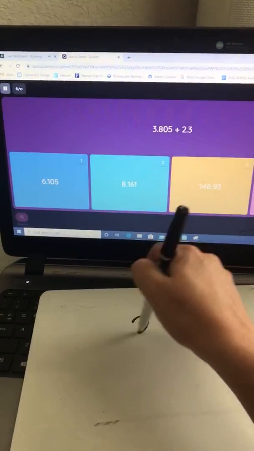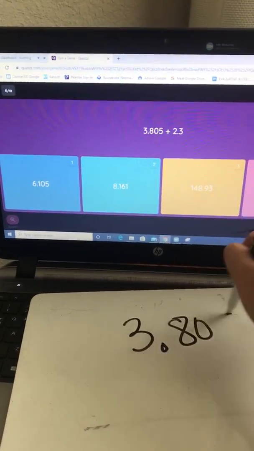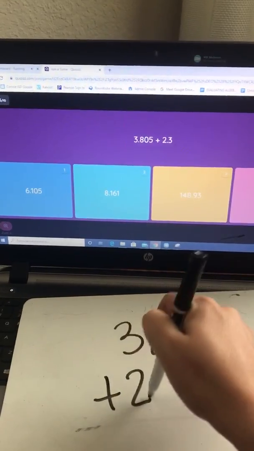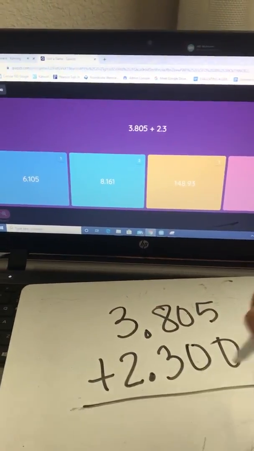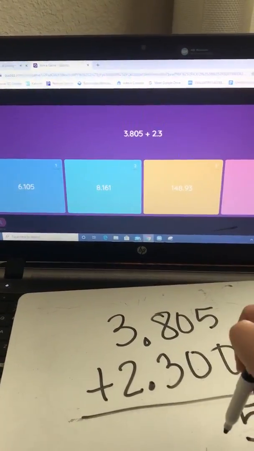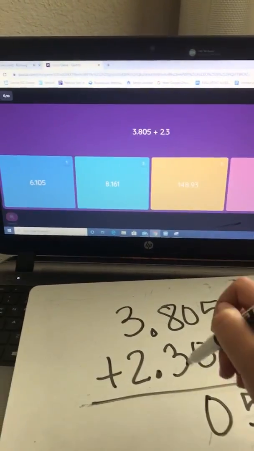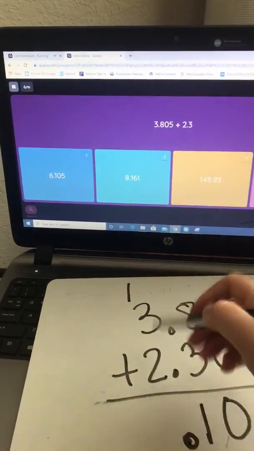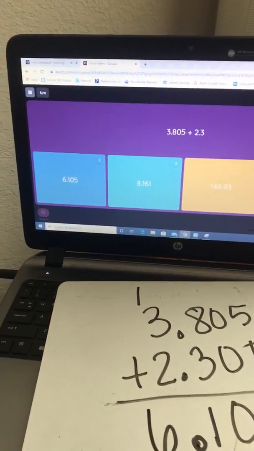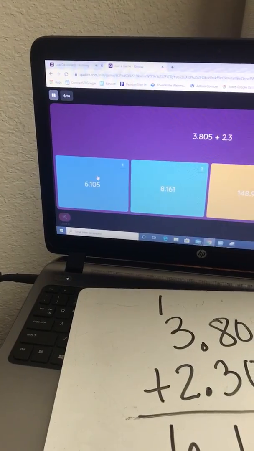Number 6, I'm going to add 3 and 805/1000ths plus 2 and 3/10. I'm going to add 2 zeros as placeholders. 5 plus 0 is 5. 0 plus 0 is 0. 8 plus 3 is 11, so I carry my 1 and bring down my decimal. 2 plus 3 is 5, plus 1 more is 6. 6 and 105/1000ths.